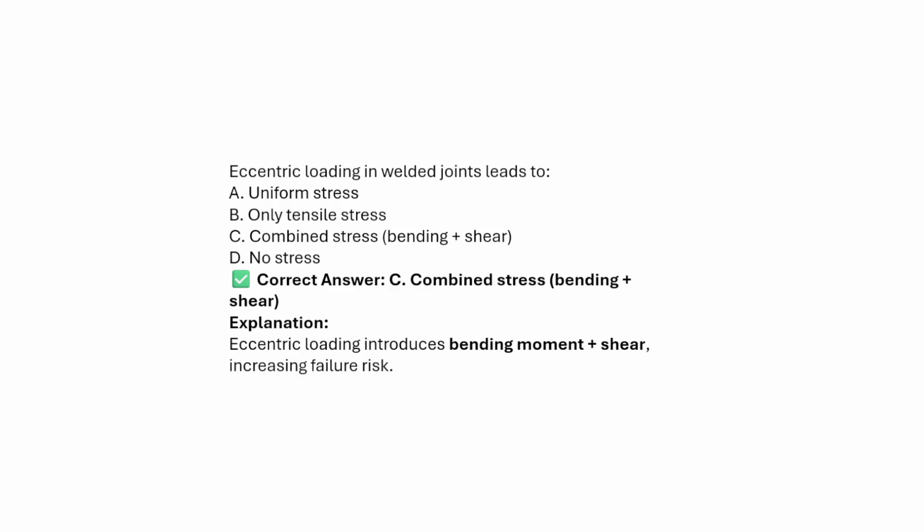Eccentric loading in a weld joint leads to uniform stresses, only tensile stresses, combined stresses like bending plus shear, or no stresses. Answer will be combined stresses, bending plus shear. So eccentric loading introduces the bending moment plus shear and increases the failure risk.